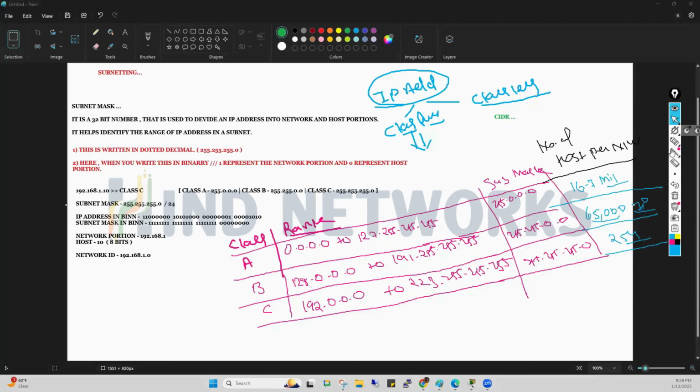For example, if in your company you need around 500 IP addresses, you can't use class C, because in class C you get a maximum of 254. So if you go with class B, there are 65,000 IP addresses and your requirement is only 500. So around 65,000 minus 500, about 64,500 IP addresses, you will waste. That was the problem. This is the first problem with classful addressing. Clear, guys? Everyone, yes or no?